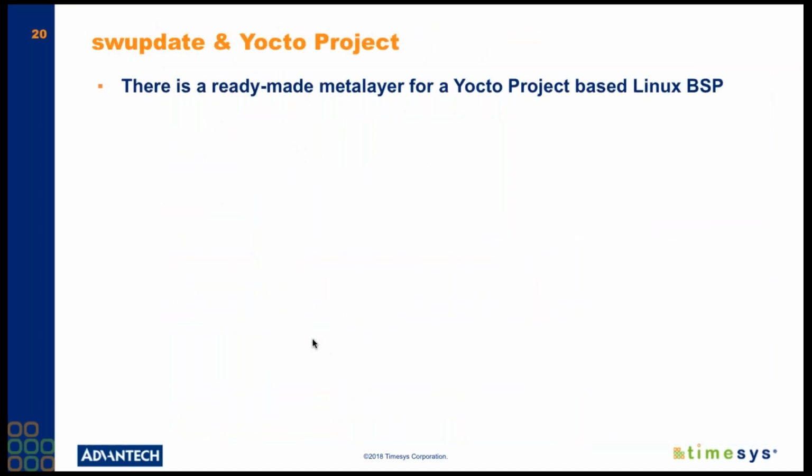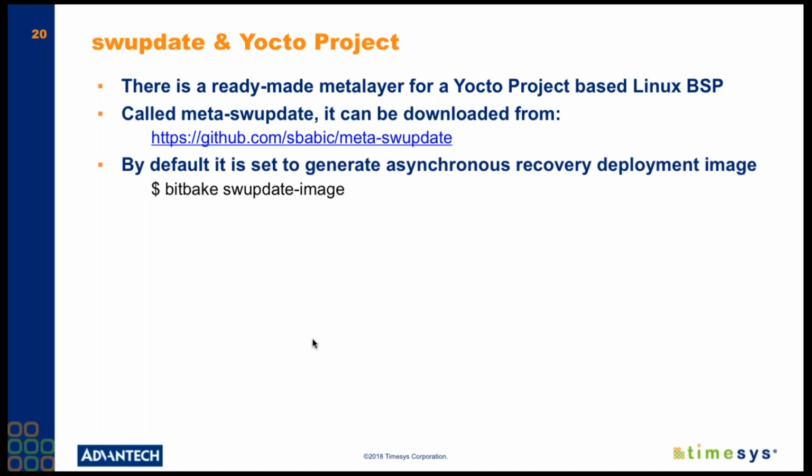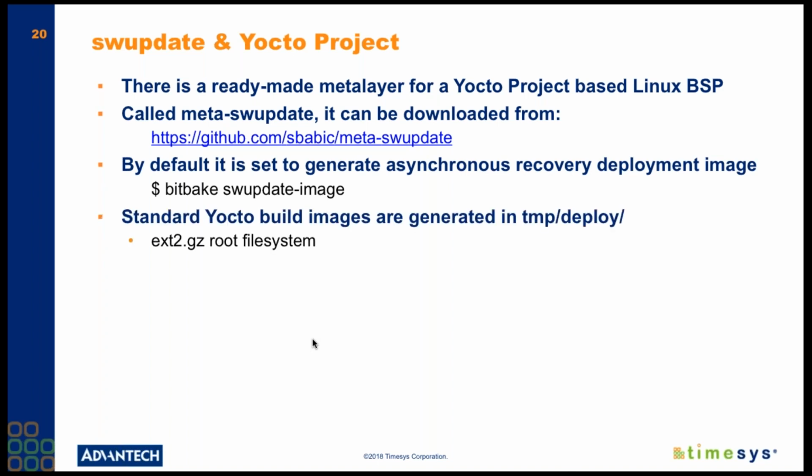So I mentioned that SWUpdate has its own integration into Yocto. There is a meta layer called Meta SWUpdate, which you can access, and within that meta layer there is a recipe called SWUpdate image, which would build a recovery deployment image. It has the definition for that.